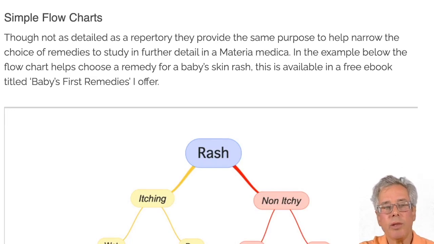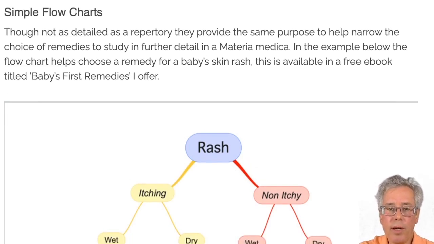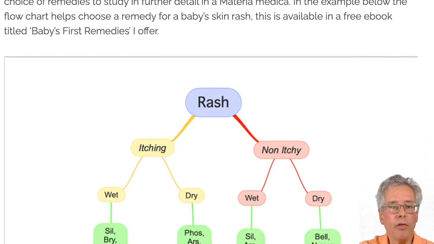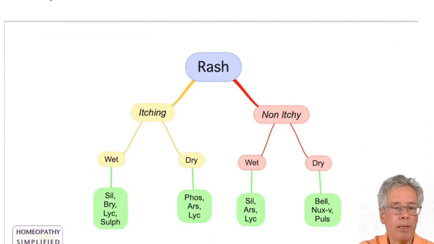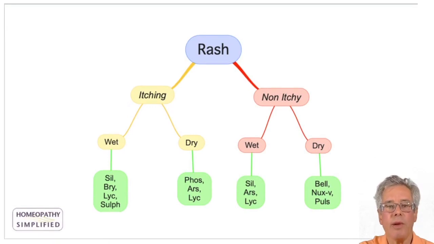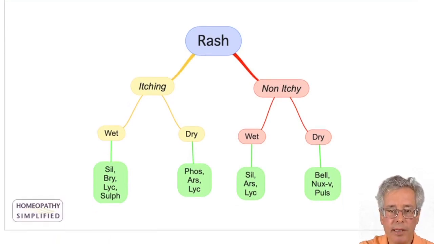Another way we can look at symptoms is through a flow chart. This is very common for simple problems. So this is for looking for baby's skin rash, and I have this book on offer, a free guide to baby's first remedies, and this is one of the guides for finding a remedy to suit a rash. So the rash, we ask, is it itching or non-itchy? And that may be hard to define in an infant. Is it wet or dry?